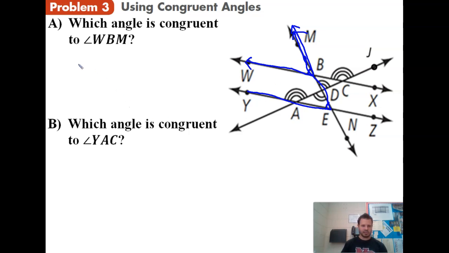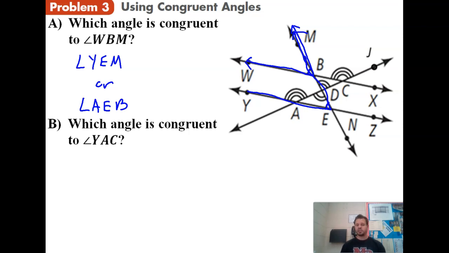Excuse my not so straight lines there. All right, or I could use some other letters. Since A is also on the ray EY, we could also say angle AEB. Or I suppose AEM or YEB. If there's ever more than one point on the ray, it doesn't matter which of those points you use. These are the same angle. All right, so that's how we can identify congruent angles here. Problem B is the same idea.